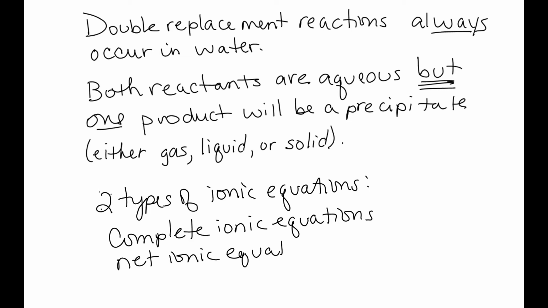Now, if you remember, the word net means basically it's just what's going on. Okay, so the net ionic equation shows only the ions that make up the solid or liquid product or gas product. And then spectator ions are also involved. So let me do a little bit of definitions on the next slide.